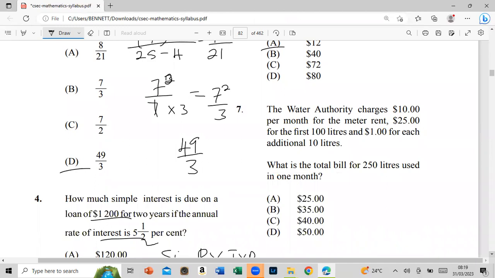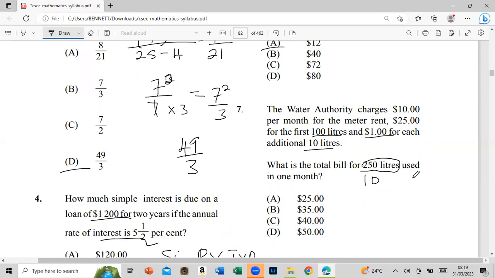The water authority charges $10 per month for metering. So write that $10. $25 for the first 100 liters and $1 for each additional 10 liters. Okay, I think I get the answer right away. So you're gonna pay $25 for the first 100. So you use 250 liters.